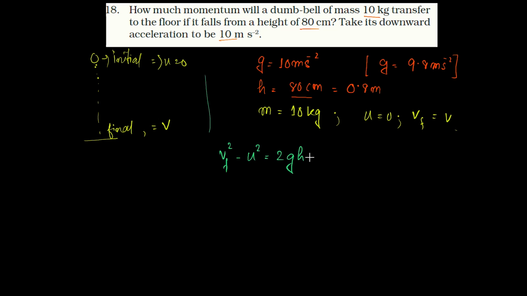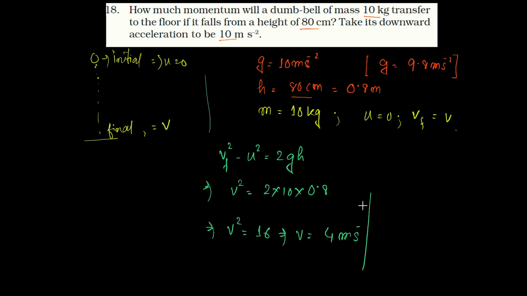They are all similar. Okay, and here U is equal to 0. So what is going to be Vf? Vf square is equal to 2 into 10, into H, the height, which is given as 0.8. So we are going to get a value of V square equal to 16. So what is going to be V? V is 4 meter per second.